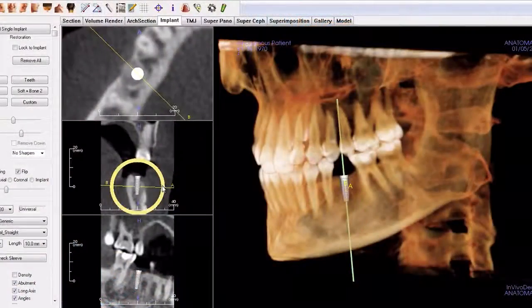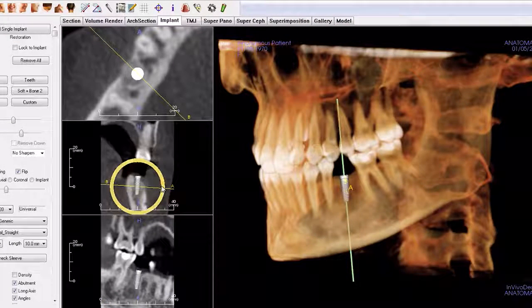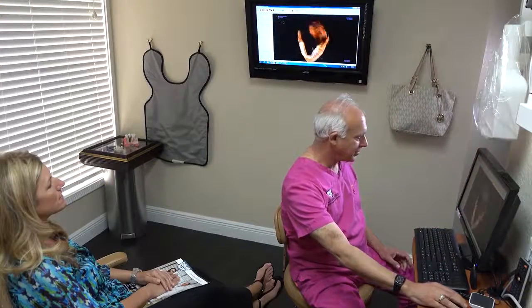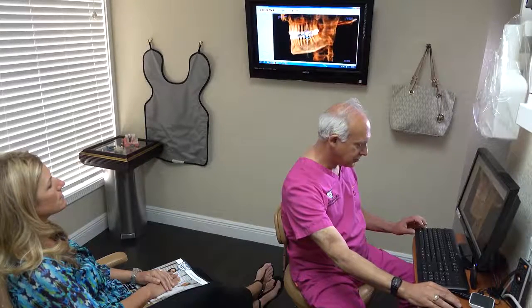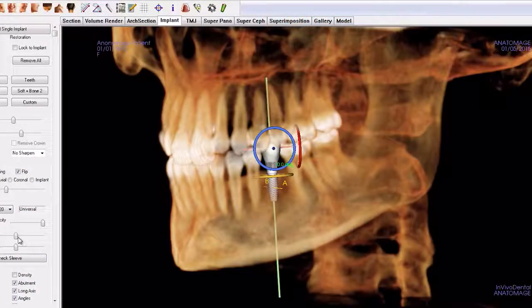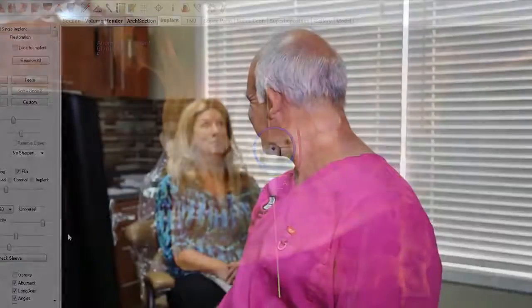Let's get that lined up so that it's fitting perfectly against the upper tooth. Now let's put a crown on it. We can reduce the height of it so it fits in just perfectly. What do you think? That's wonderful. I would love to have that. Good. Let's take a look.